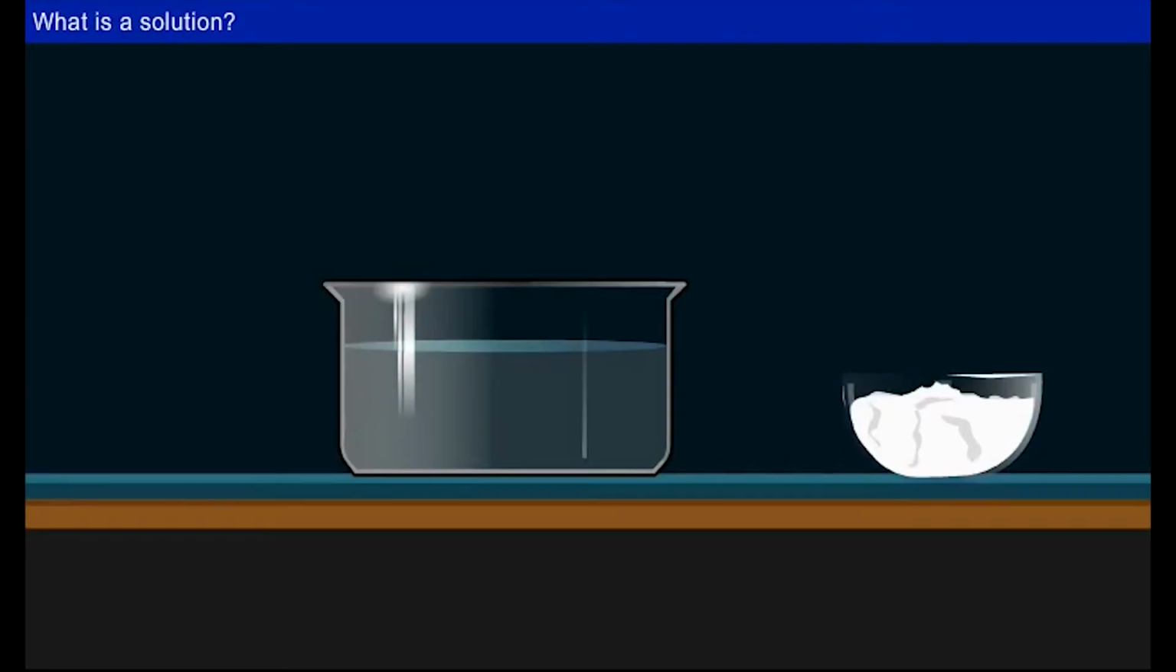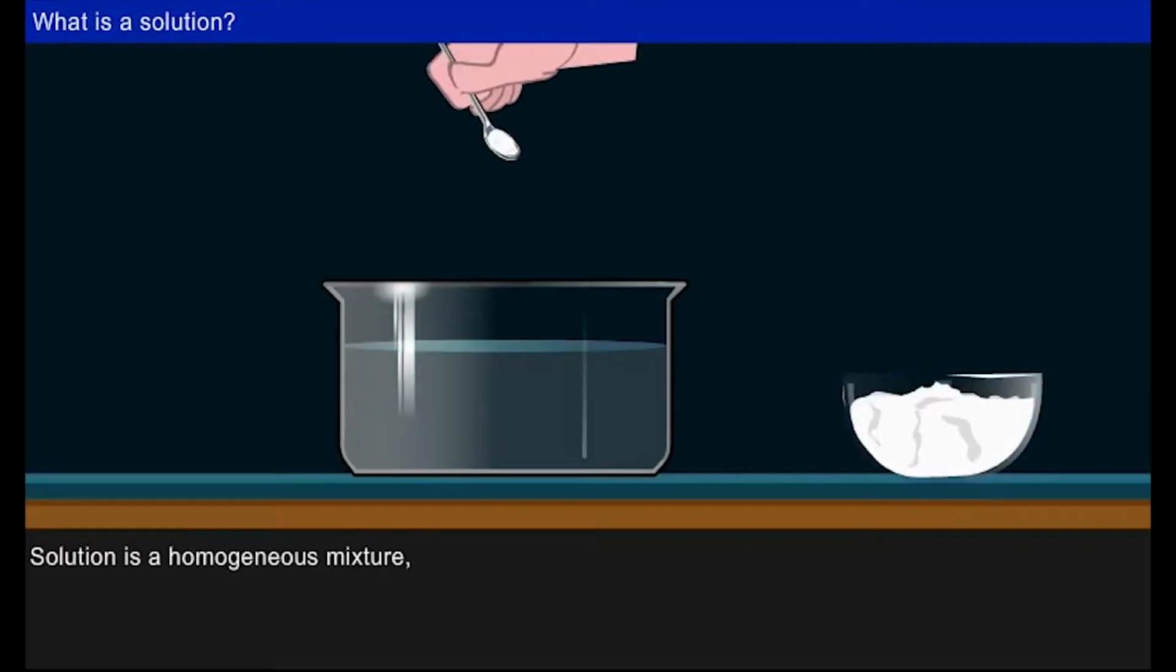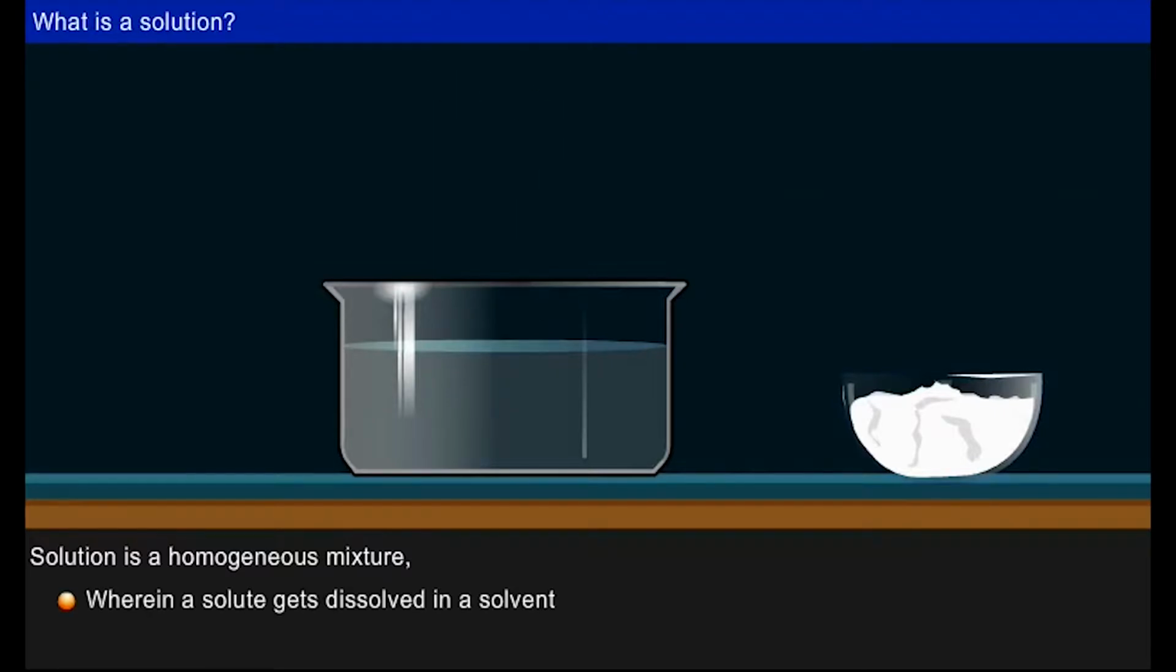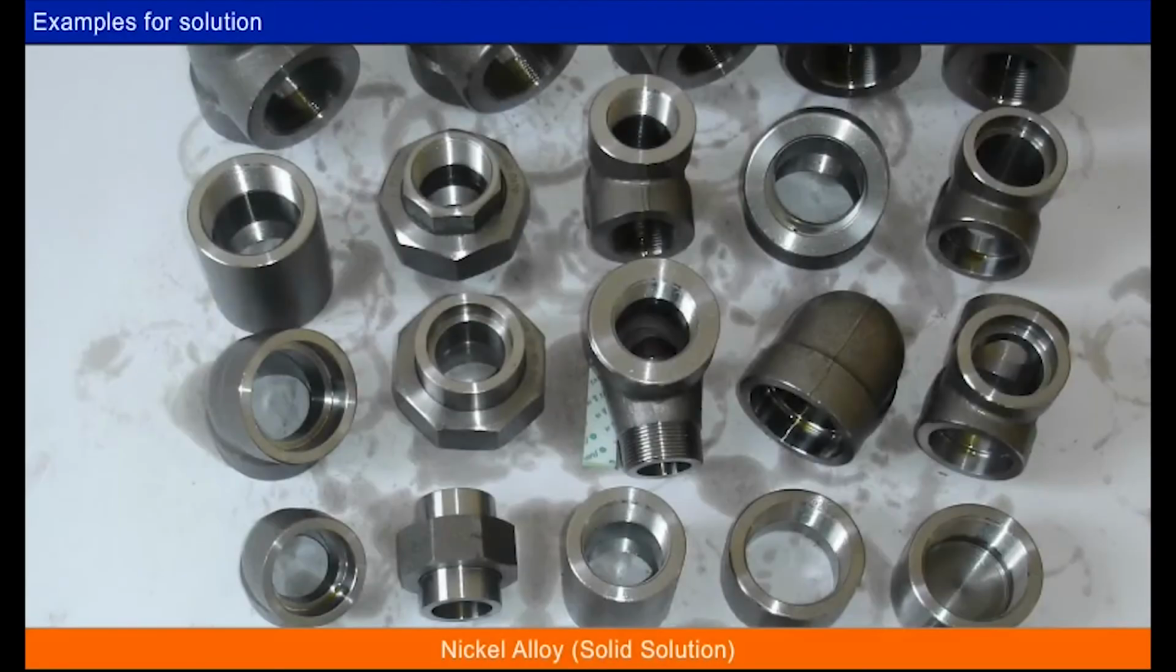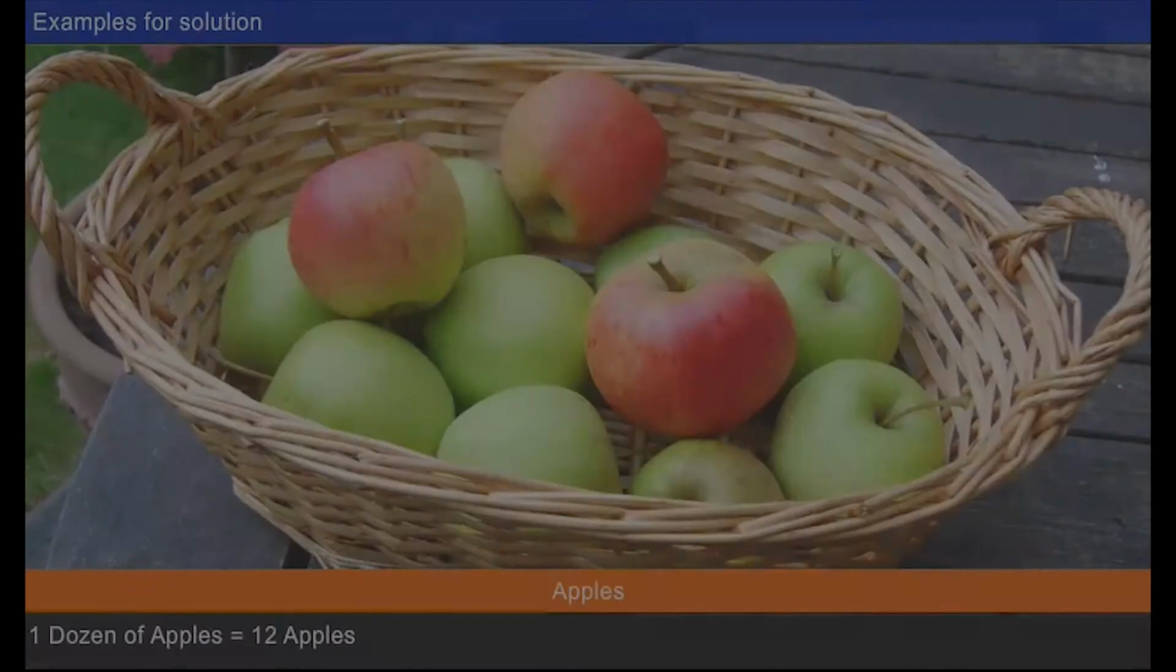Now, what do you mean by a solution? A solution is nothing but a homogeneous mixture wherein a solute gets dissolved in a solvent. The solvent used could be gas, liquid or solid in state. Let us see some more examples of a solution. Atmosphere is an example of a gaseous solution and nickel alloy is an example of a solid solution.